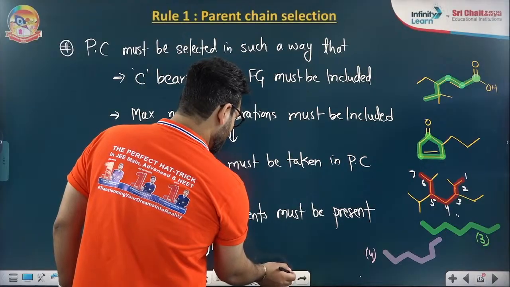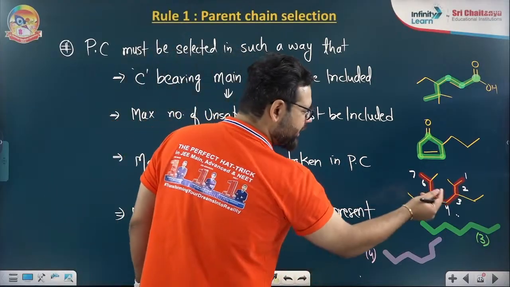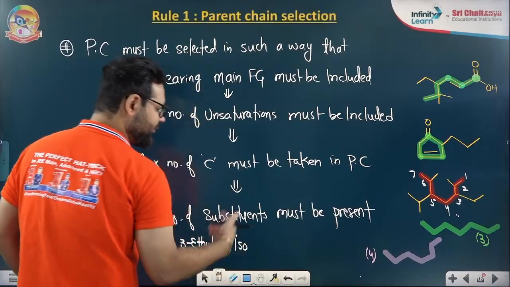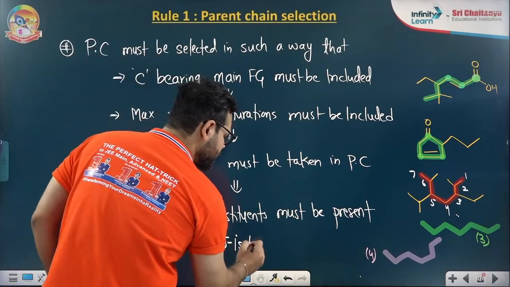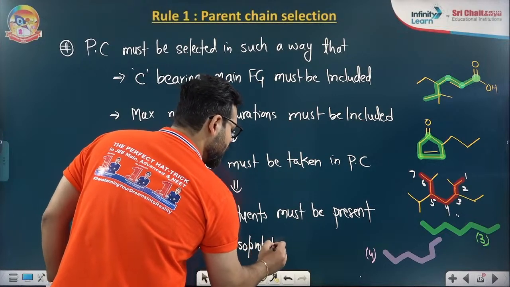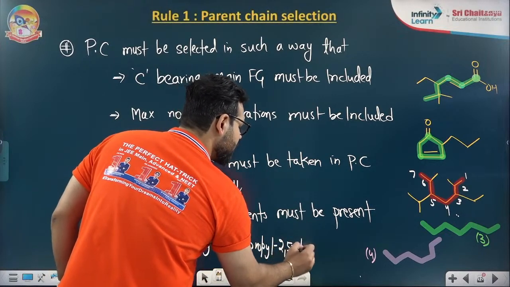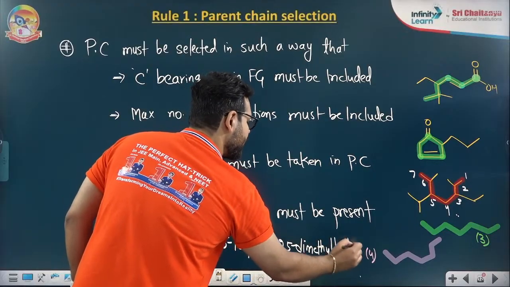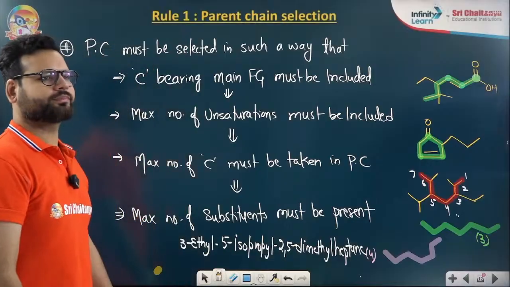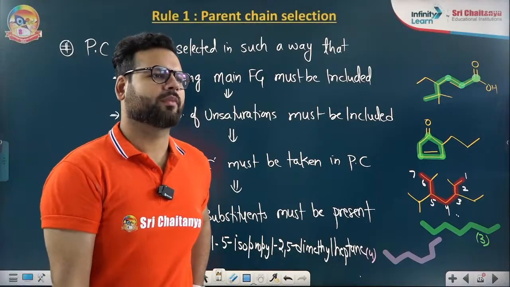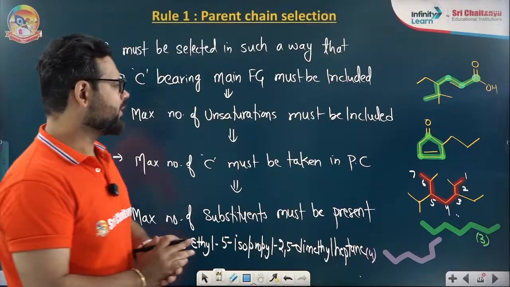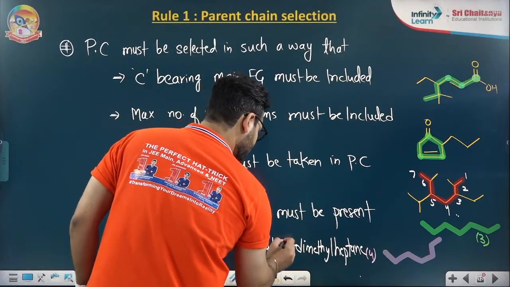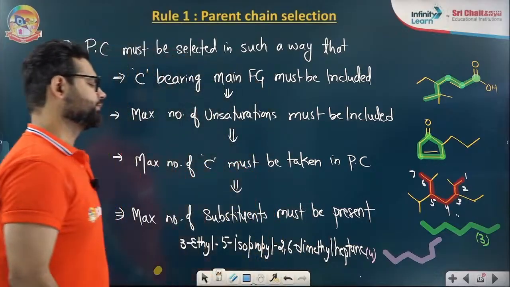Although the naming rules have to be written after some time. At number 5, we have isopropyl. I comes before methyl. So I will be written first. Isopropyl 2,5 dimethyl heptane. Heptane. Yes. Correct. 2,6, sorry. 2,6 dimethyl heptane.